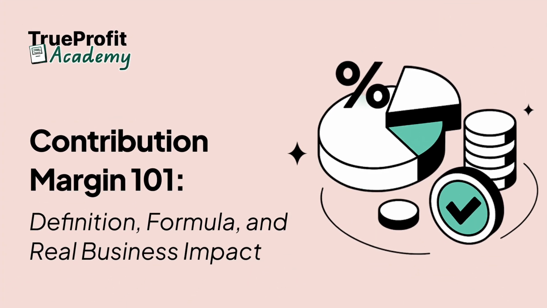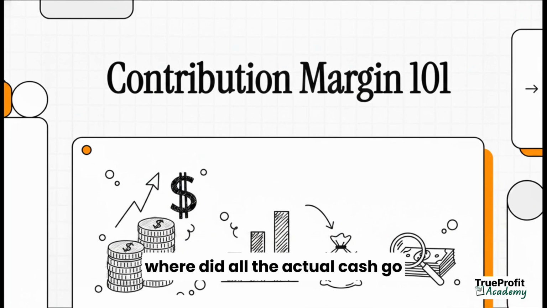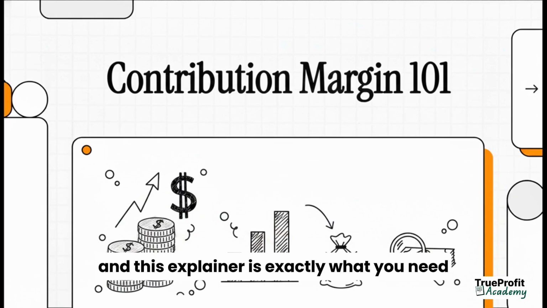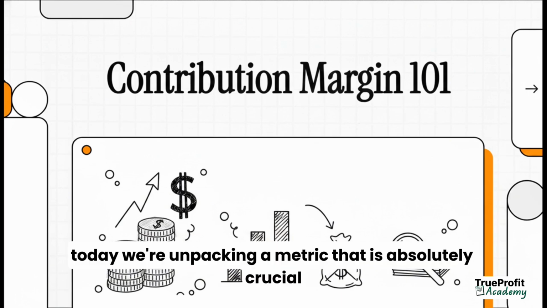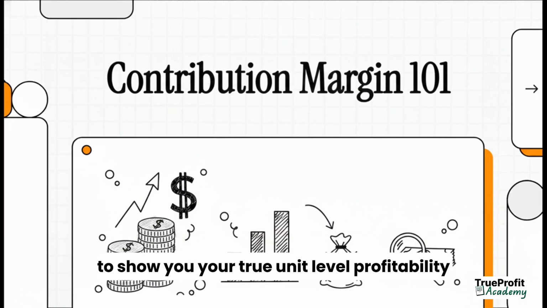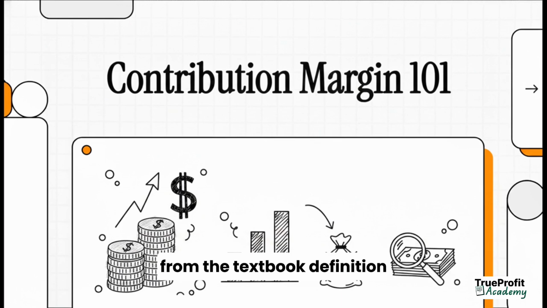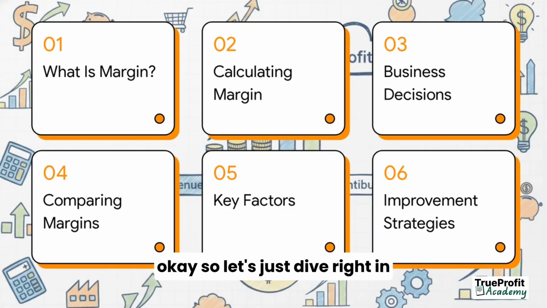If you've ever just stared at your sales numbers at the end of the month and thought, wait, where did all the actual cash go? Well, you're definitely not alone, and this explainer is exactly what you need. Today, we're unpacking a metric that is absolutely crucial. It cuts right through all that financial noise to show you your true unit-level profitability. We are breaking down the contribution margin, from the textbook definition to the formula, and most importantly, to the real, tangible business impact. Okay, so let's just dive right in.